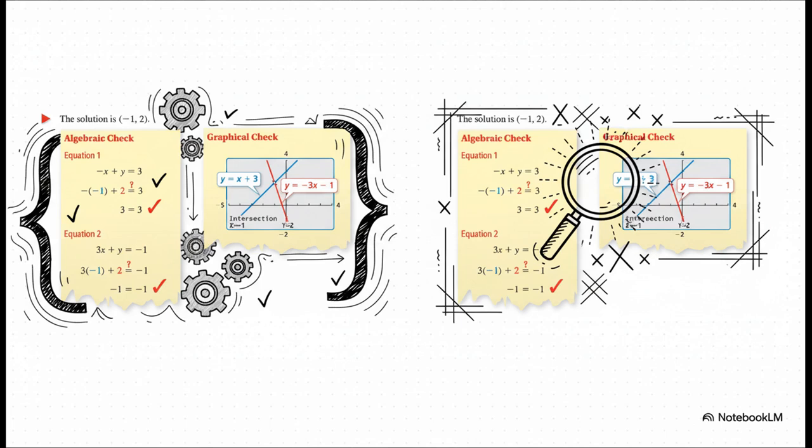And this is a perfect time to show you how to check your work. You can do an algebraic check where you just plug the numbers back in to make sure they work. But what's really cool is the graphical check. It shows you what's actually happening. That solution, (-1, 2), is literally the exact point where those two lines cross on a graph. The math and the picture tell the same story.